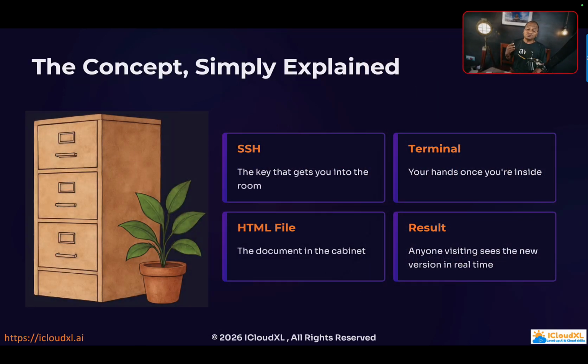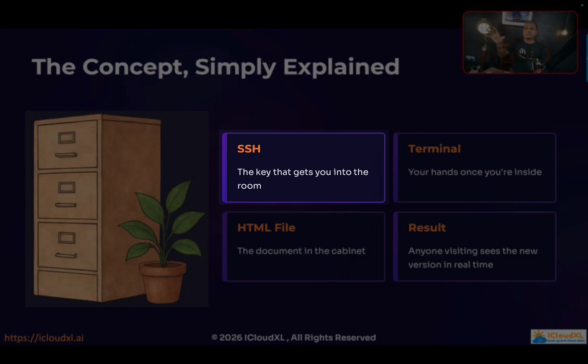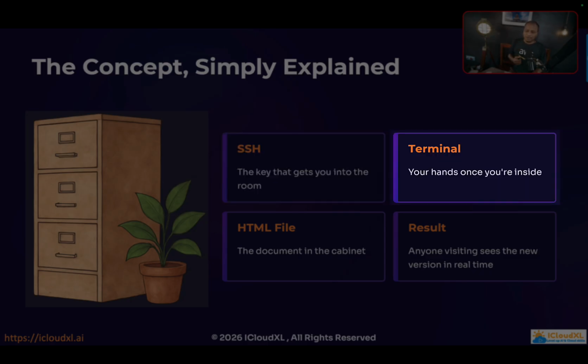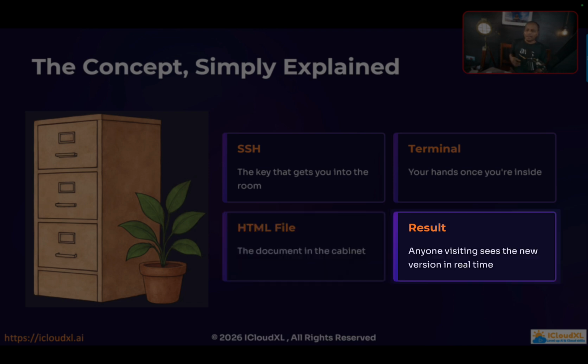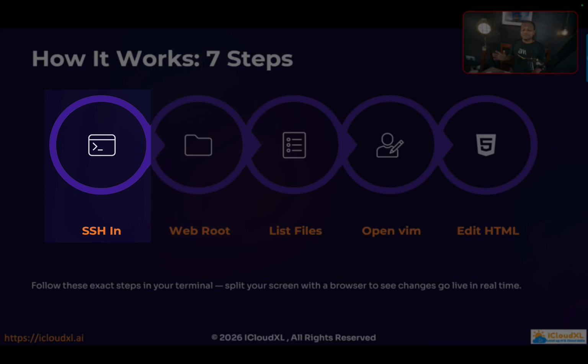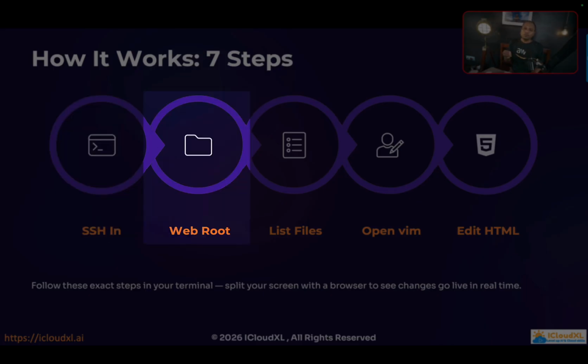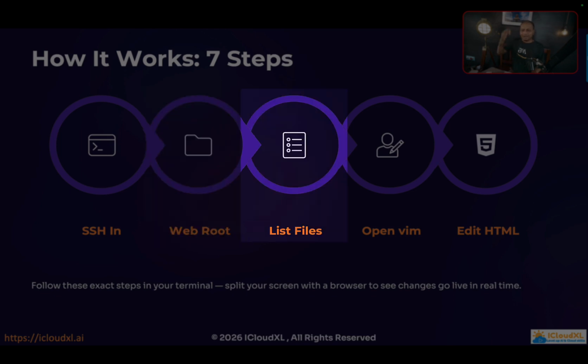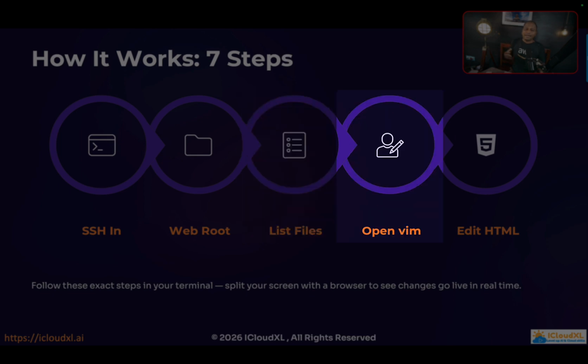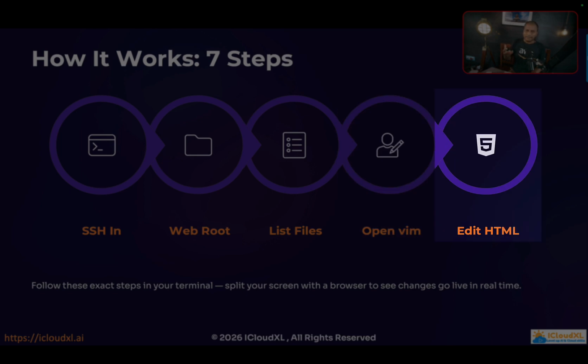So what you need to do is SSH to the instance, and then you need to play with the terminal, open that HTML file, edit it, and then the result shows up on the browser. How it works is you SSH in and then you go to the web root folder, /var/www/html, that's the root folder. Once you go there, list the files, open that index.html or any other HTML file you want to edit, and then open it in the Vim editor, VI editor. Vim is the latest version of VI, and you edit that HTML using Vim editor, and then you're good to go. And save and exit it.